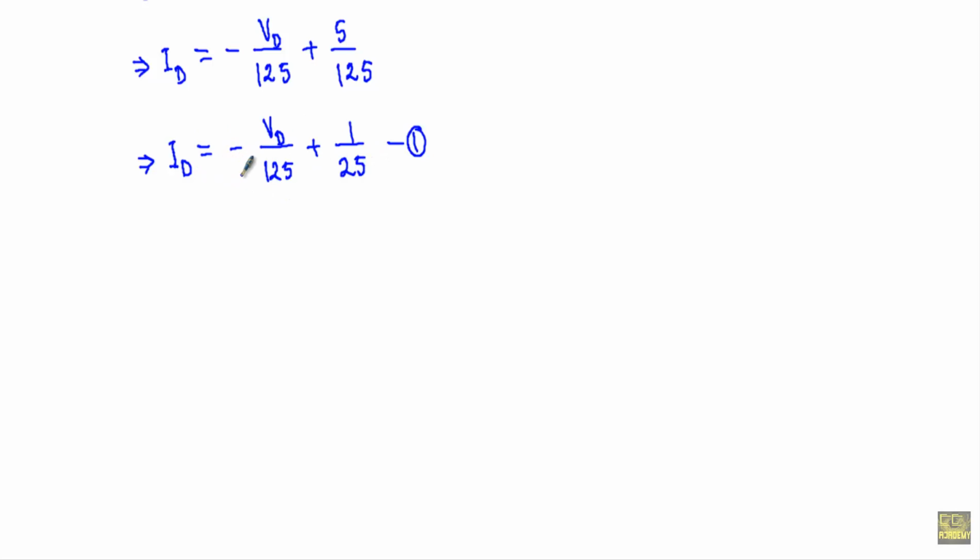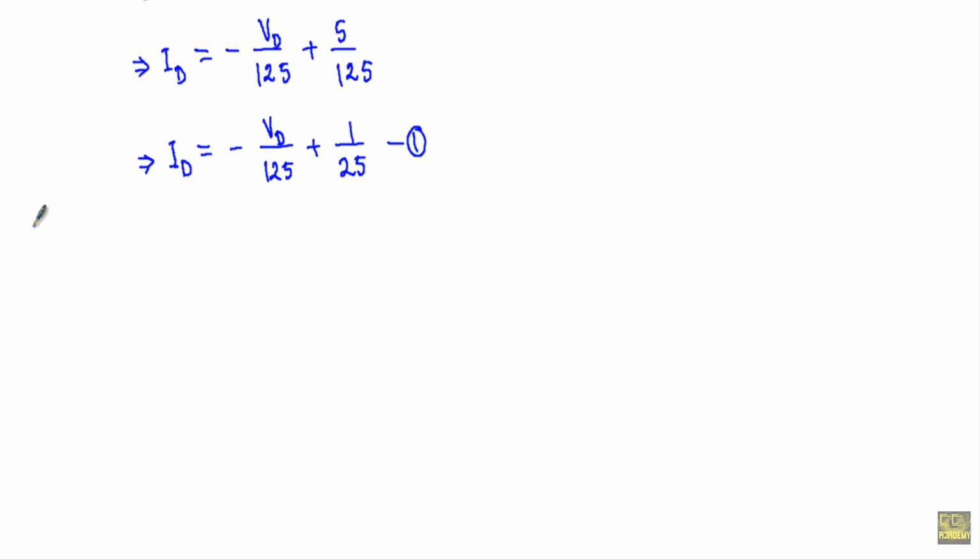Diode DC load line is a straight line, and to draw a straight line we need at least 2 points in the graph. So it will be convenient for us if I find the x and y intercepts of equation number 1 to draw the load line or the straight line.